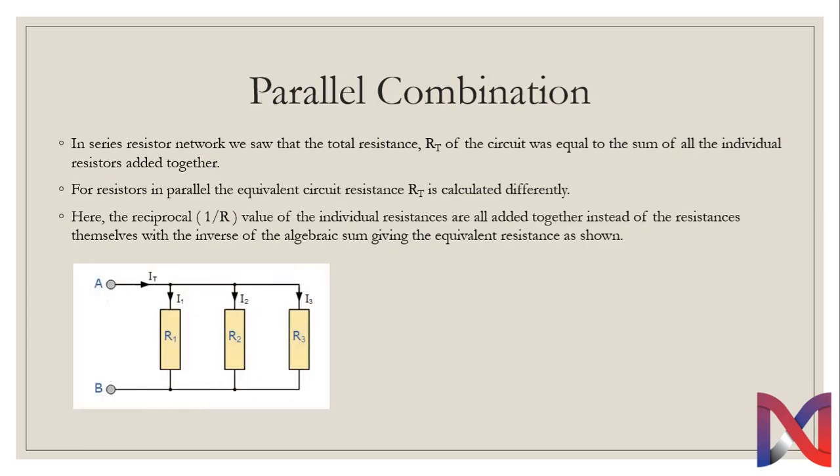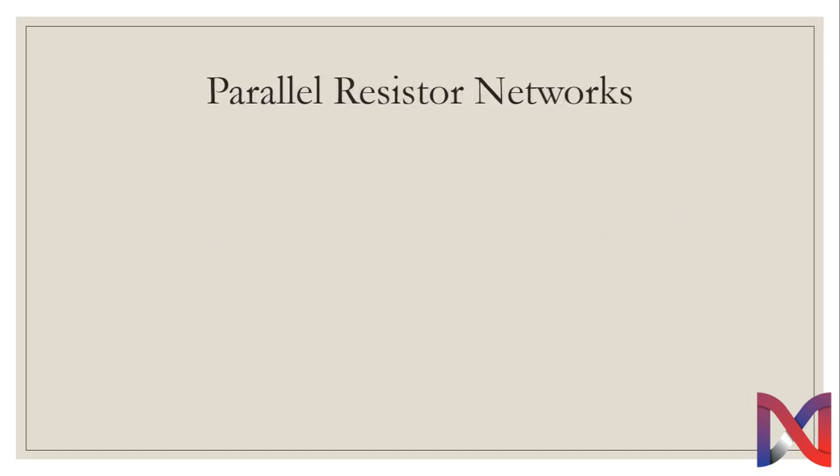Considering the same circuit, we can take its RT or R equivalent as 1 by RT is equal to 1 by R1 plus 1 by R2 plus 1 by R3, continuing until 1 by Rn. There are different parallel resistor networks.